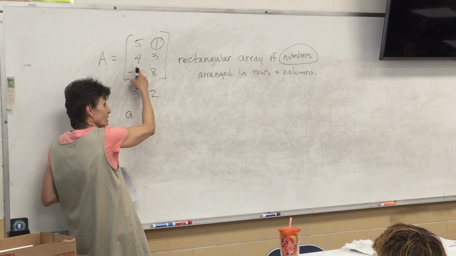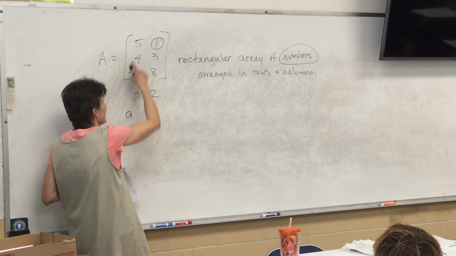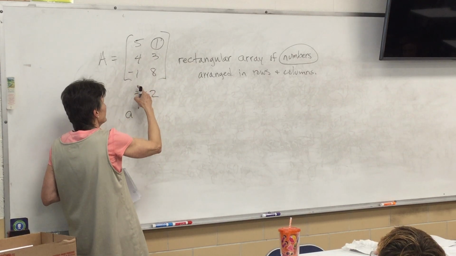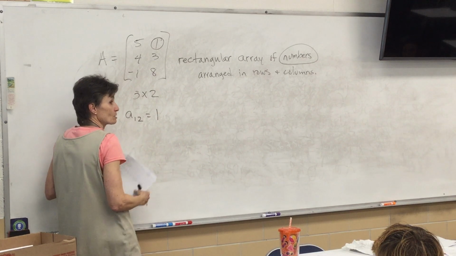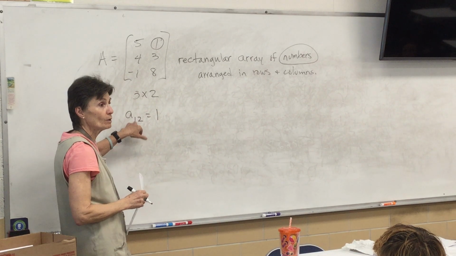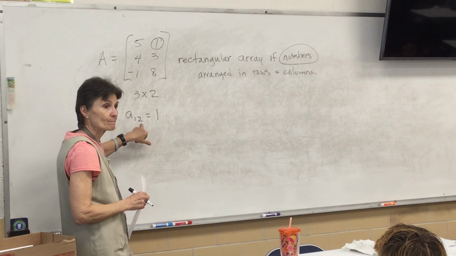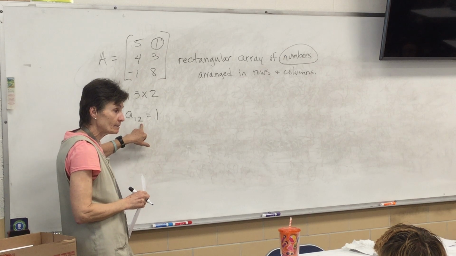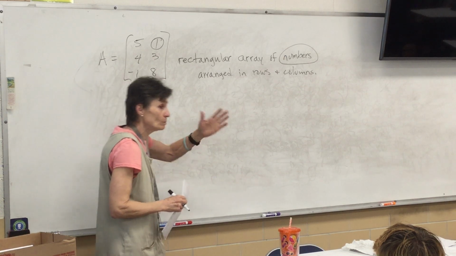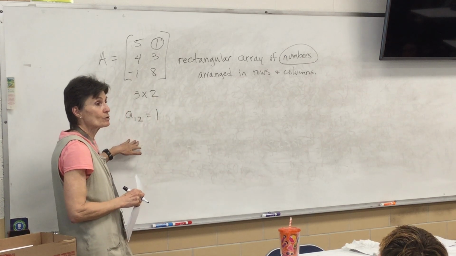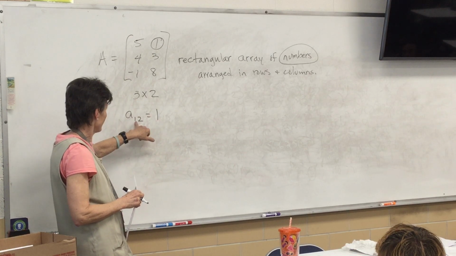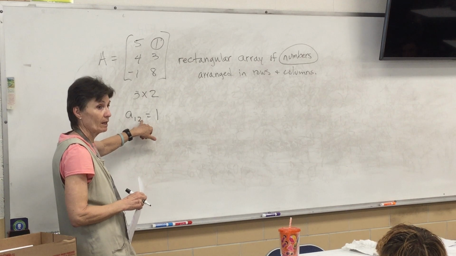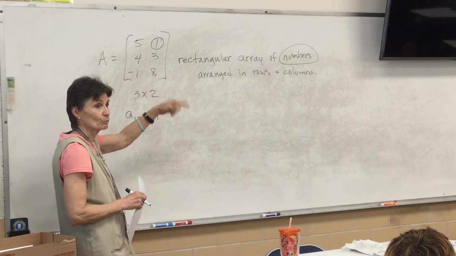A means the matrix. Lowercase a names the numbers in it. And I would say that is the entry that is in the 1, 2 spot: first row, second column. In matrix land, everything we do will be rows first, then columns. So the dimensions, 3 rows, 2 columns. Roman Catholic: rows, columns.